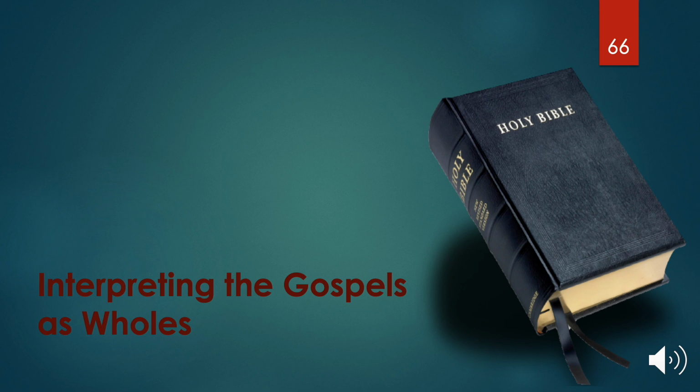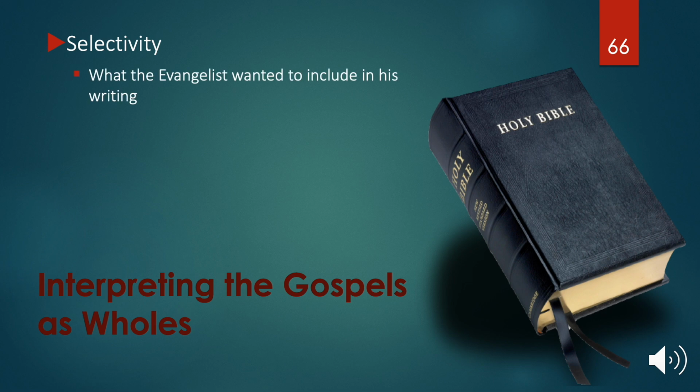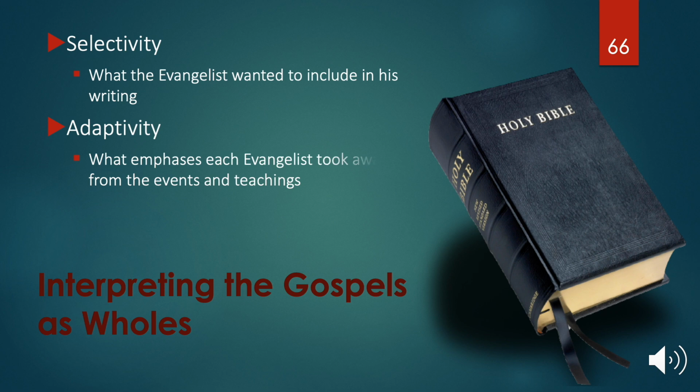One is an area called selectivity, what the evangelist wanted to include in his writing. And secondly, adaptivity, what emphasis each evangelist took away from the events and teachings, what impressions he particularly received of his time with Jesus.